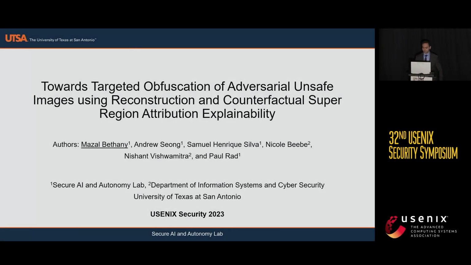Hello, everyone. My name is Mazal, and today I'll be presenting our work titled Towards Targeted Obfuscation of Adversarial Unsafe Images using Reconstruction and Counterfactual Superregion Attribution Explainability, carried out at the University of Texas at San Antonio.